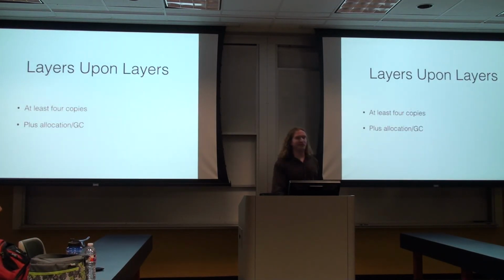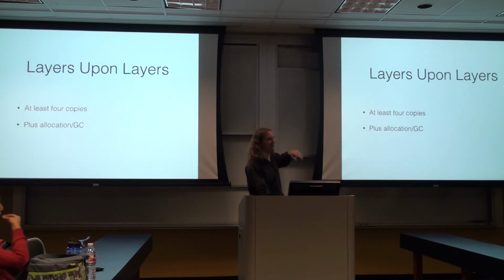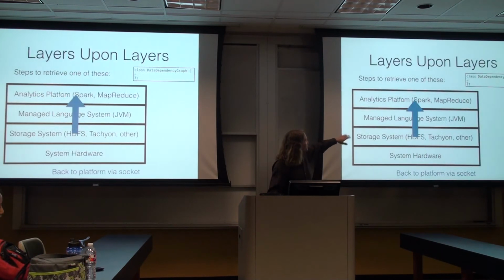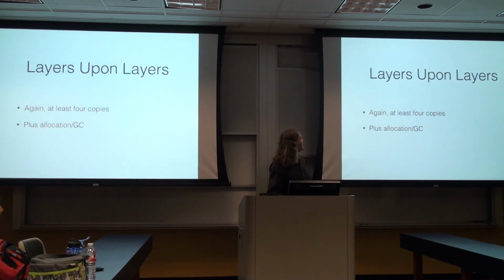We had at least 4 copies, and in practice, that's probably more. It's exceedingly difficult to figure out what in the hell happens with an object as it moves through a system like this, because of all the layers. And then plus you've got things like the allocations and garbage collection happening inside of the JVM. Now retrieval is just as bad. So I'll go through that. You've got at least 4 copies and then the same thing.